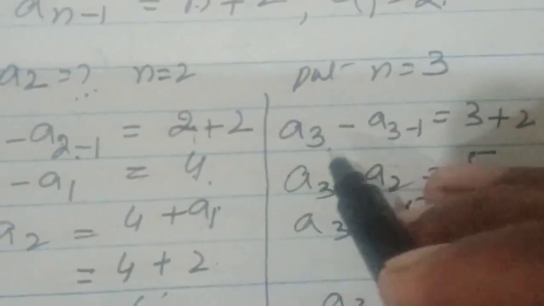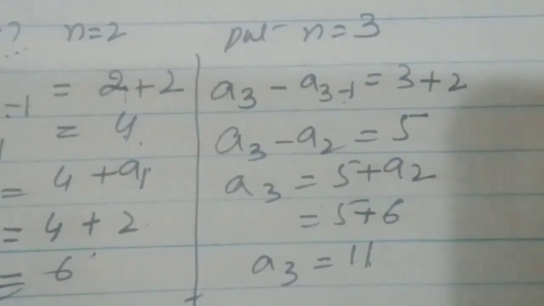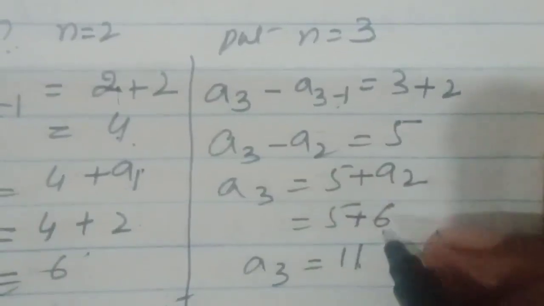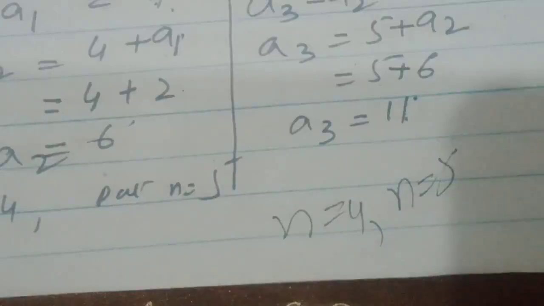Similarly, we can find a3: 3 plus 2 is 5, and 5 minus a2 gives you 11. So you can find more terms by simply putting n equal to 4, n equal to 5. You will get all the terms. Now I have given you a task to solve, you can easily find it.